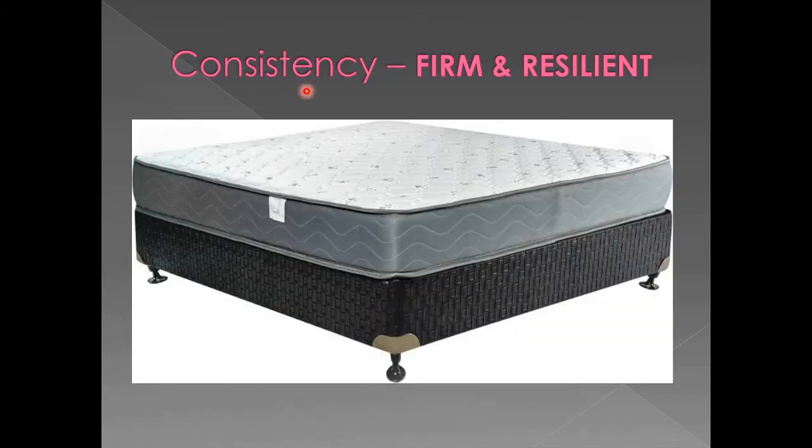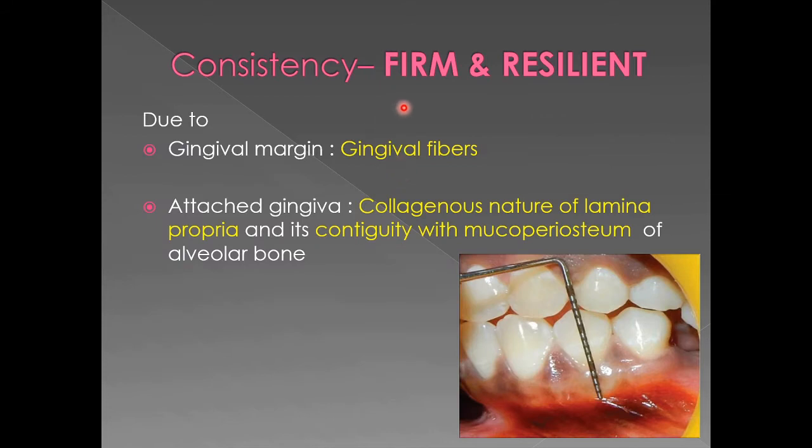So the next feature is being the consistency. The normal consistency of the gingiva is called as firm and resilient. Resiliency particularly relates to its bounce back phenomenon, which you usually correlate with that of a mattress. So as I said, the normal consistency is firm and resilient. The gingival margin shows its firmness because of the underlying gingival fibers. But whereas in case of attached gingiva, it is more firm and resilient because of the collagenous nature of the lamina propria, that is the connective tissue, and its contiguity with the mucoperiosteum of the alveolar bone.